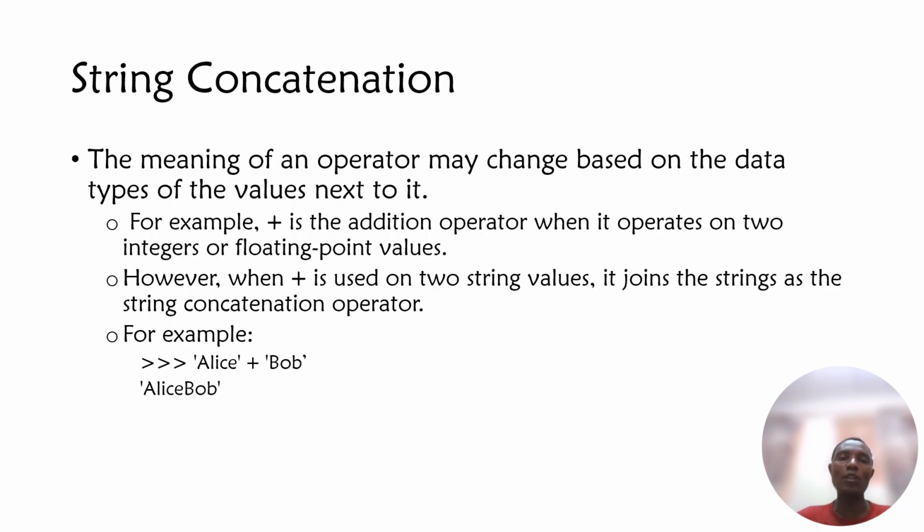We also have string concatenation, whereby strings can be concatenated. The meaning of the operator may change based on the data types of the values next to it. In this case, we have a plus symbol, and we have applied this operator on the strings we are referring to, so that they are connected to one another. For instance, we have Alice plus Bob. Here it gives us AliceBob.